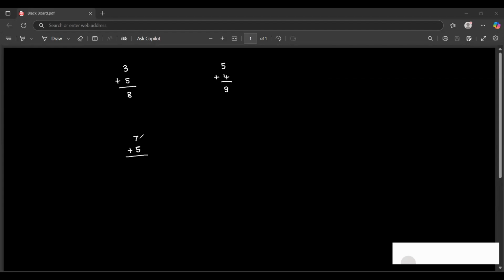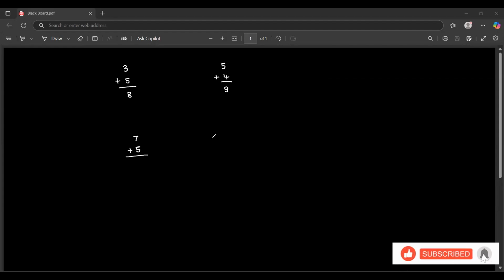So, let's say we have 3 and you are asked to add 5 to it. It's easy work because 3 plus 5 is equal to 8. You can directly write it down. And let's say you have 5 and you have to add 4 to this number. The answer will be 9. So what if you had numbers like 7 and you had to add 5 to this? 7 plus 5 is equal to 12.